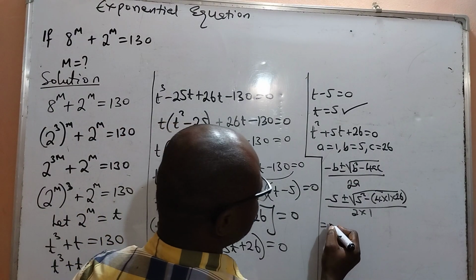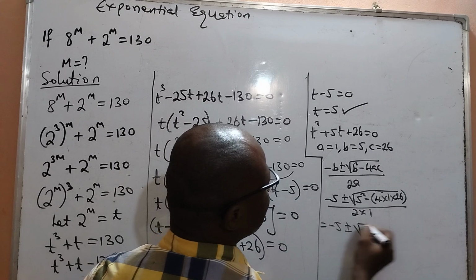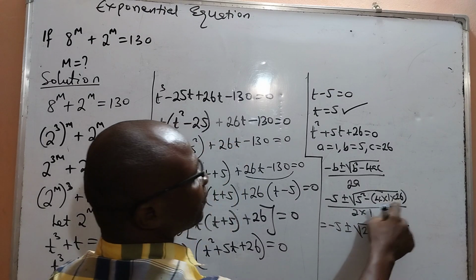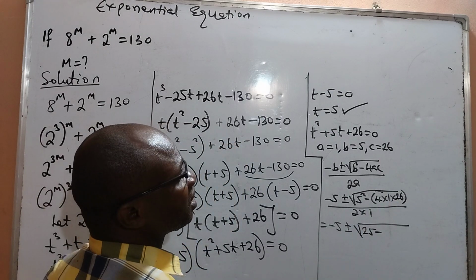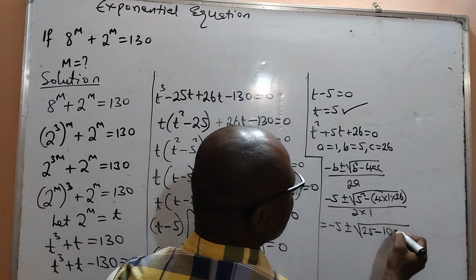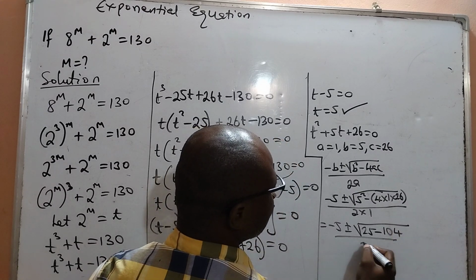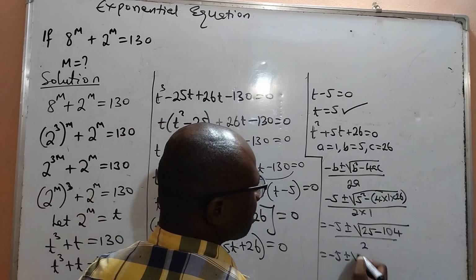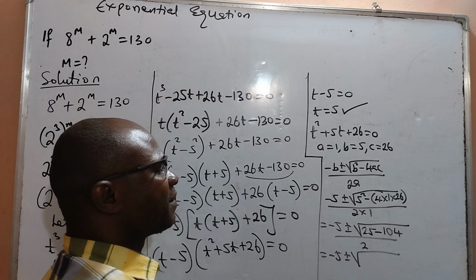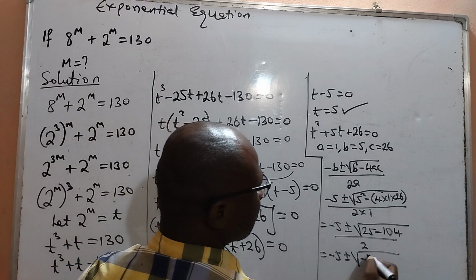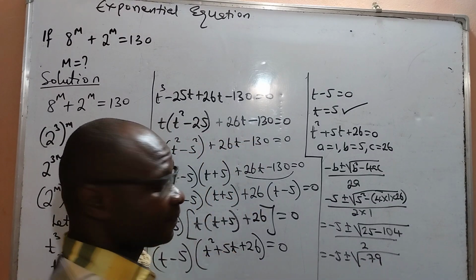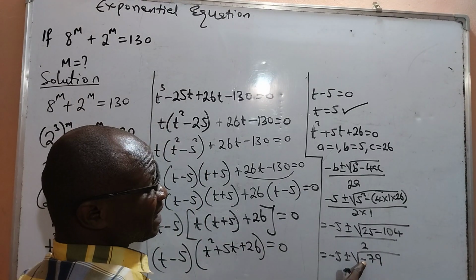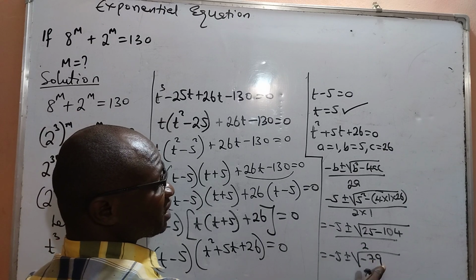So this will give us minus 5 plus or minus. Here, 5 squared is 25, minus 4 times 1 times 26 will give us 104. Okay? All over 2. So moving forward, I have minus 5 plus or minus the square root of 25 minus 104, which is minus 79. Now, from this square root side, you can see that we have gotten negative 79.